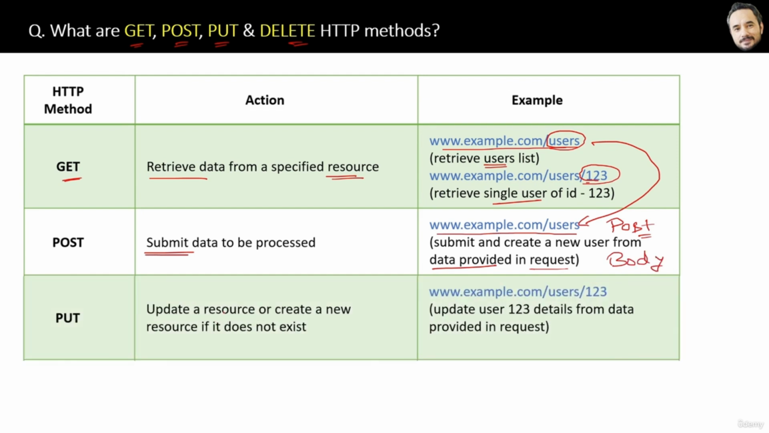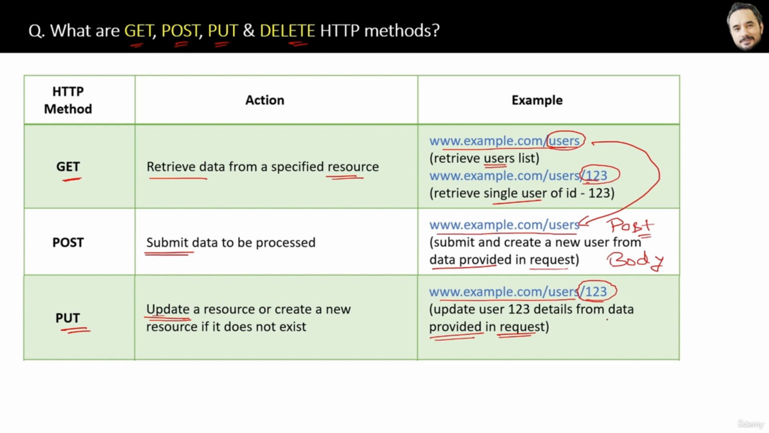Okay, the third HTTP method is PUT, which is used to update a resource or create a new resource if it does not exist. For example, if this is the request URL and the request method is PUT here, it means the user of this ID is already present in the database, and now you are replacing that existing user detail with the details you are now sending in the request body with the PUT request. Okay, got it? And yes, if the user is not there, then it will create the new user.